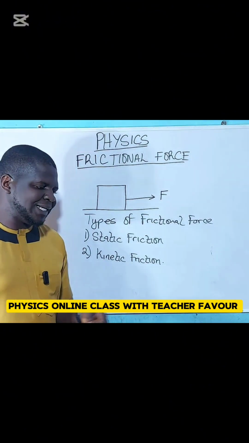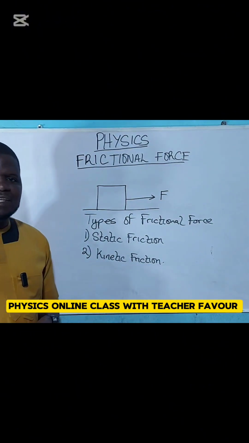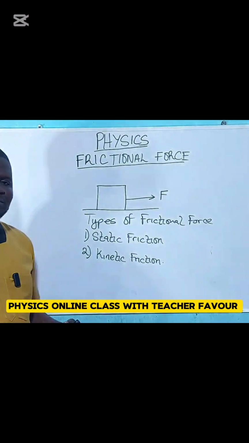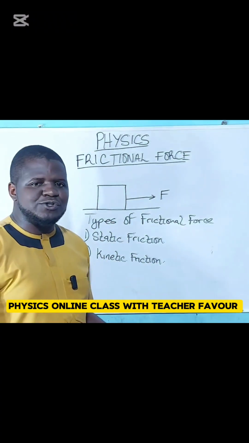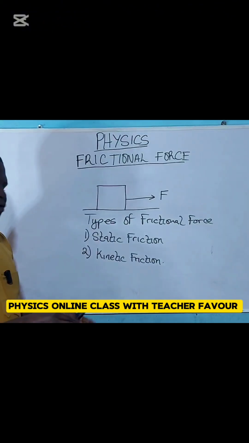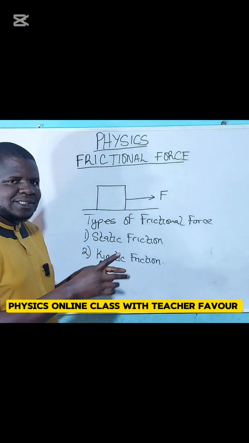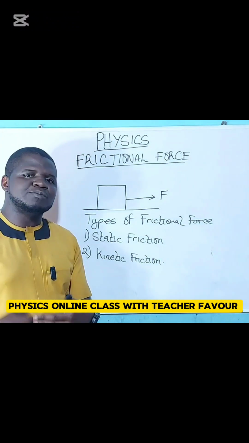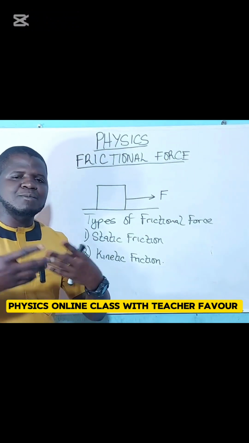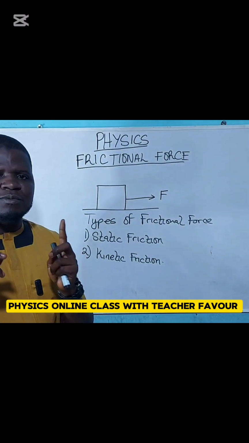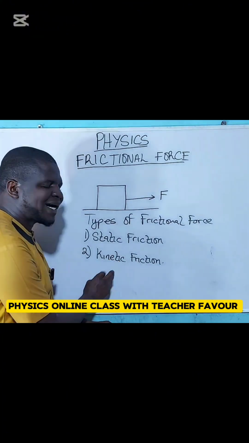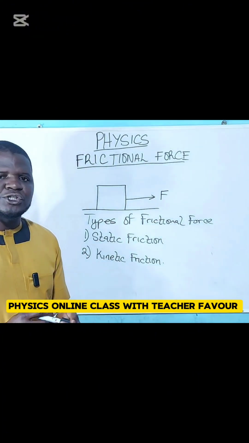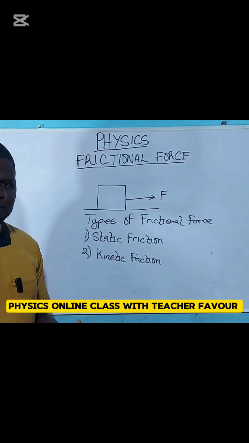Number two is kinetic friction. Kinetic friction is the frictional force that must be overcome before an object can move over another with uniform speed. So, for an object at rest, the frictional force at work is static friction. For an object in motion, before it can move over another with uniform speed, we must overcome kinetic friction. Another name for kinetic friction is dynamic friction.